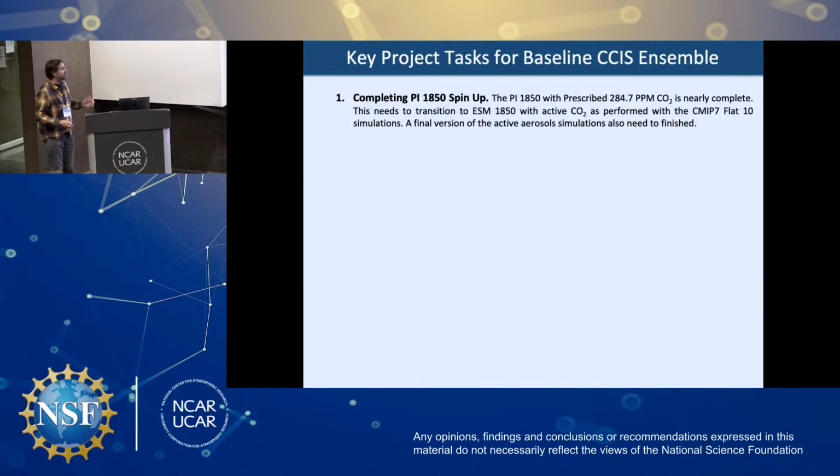So basically, what's left to do? Well, we have to finish off this simulation, get it into balance, and then transition into an 1850 Earth system model configuration with that CO2 that you saw there, the 287 ppm CO2. So you start off with a new atmospheric initial conditions file, and then the CO2 will be evolving as it's running along through the 1850 component of this.